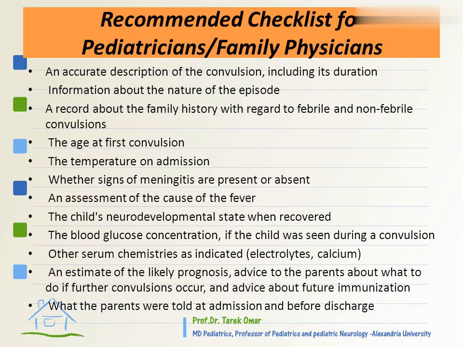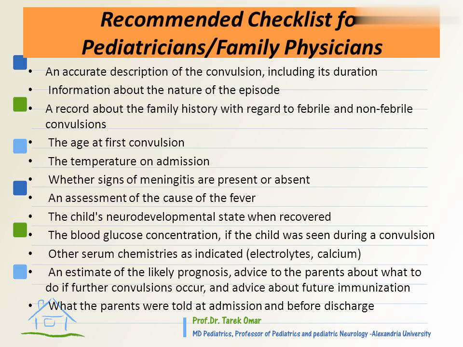Recommended checklist for pediatricians/family physicians. An accurate description of the convulsion, including its duration. Information about the nature of the episode. A record about the family history with regard to febrile and non-febrile convulsions. The age at first convulsion. The temperature on admission. Whether signs of meningitis are present or absent. An assessment of the cause of the fever.